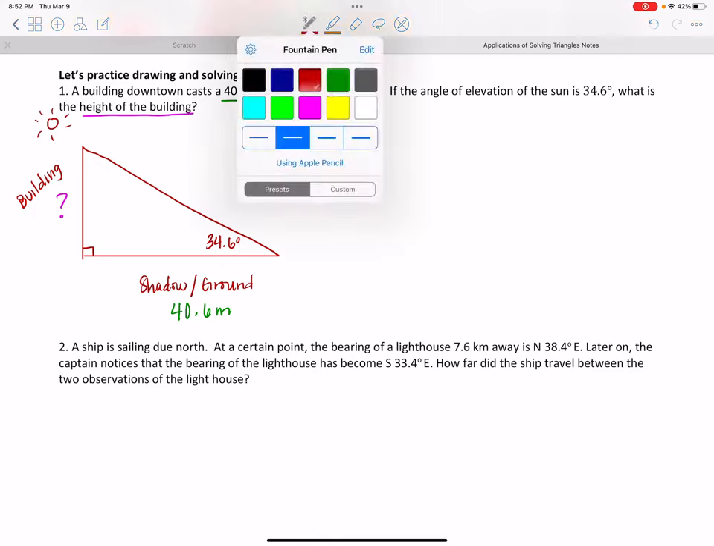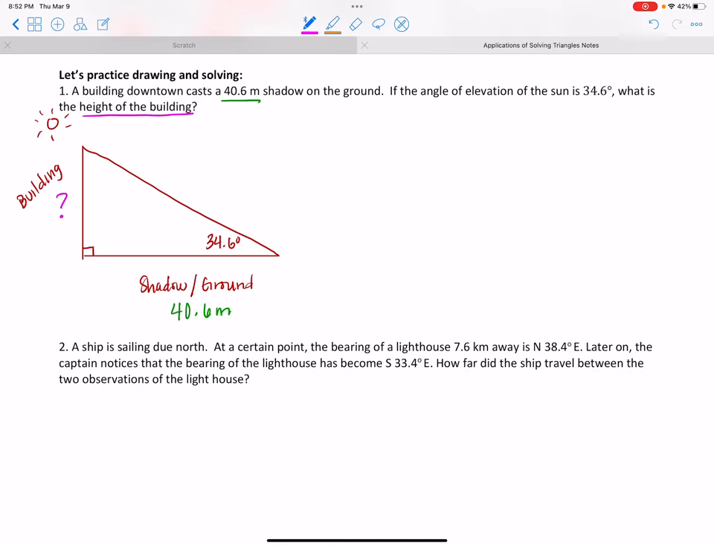So since this side that we're looking for, I called it a question mark, but now I'm going to go back and put it in as a variable. It is opposite of the angle that we are given here. This side is adjacent to the angle that we're given, so all we need to do is use tangent. The tangent of our 34.6 degree angle is going to be equal to a ratio of that opposite side that we're looking for over the adjacent side, and I don't like to use, I called it O. I'm going to stick with X.